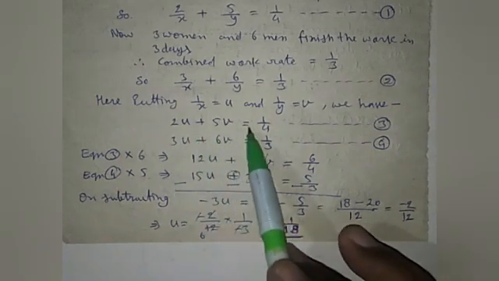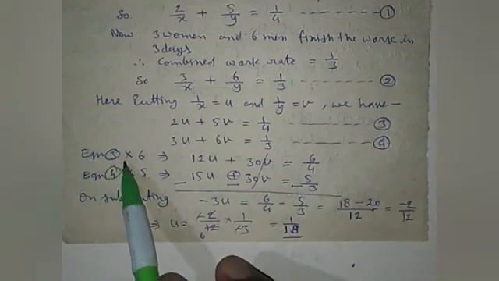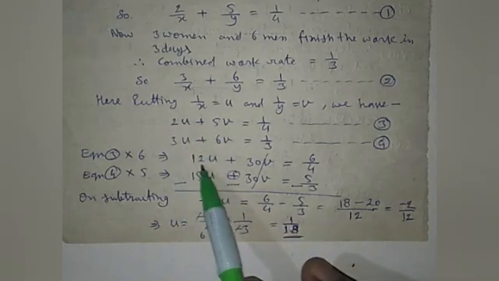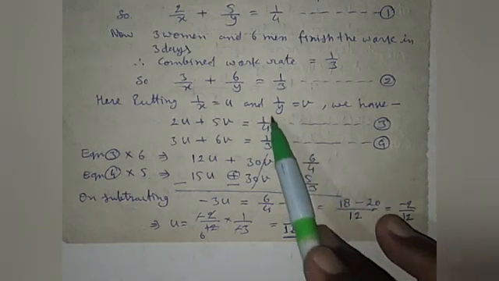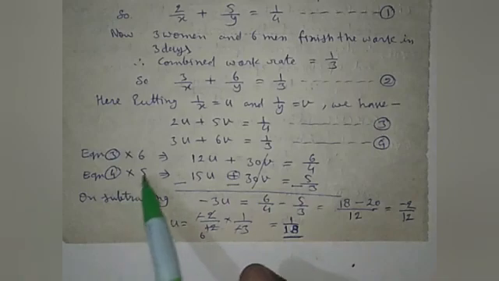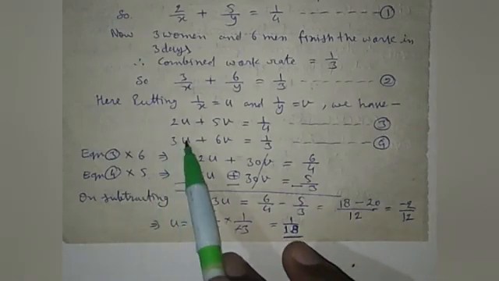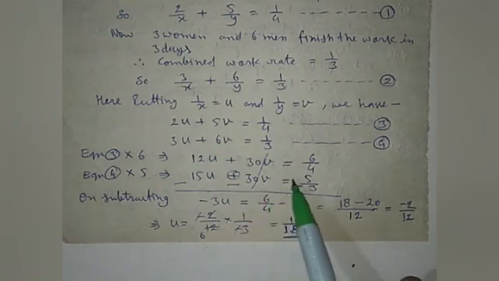2u plus 5v equals 1 upon 4. Let it be equation number 3. And 3u plus 6v equals 1 upon 3. Let it be equation number 4. Now equation number 3 multiplied by 6 will give here 6 twos are 12u plus 6 fives are 30v, that is equal to 6 upon 4. Similarly, equation 4 multiplied by 5 gives here 5 threes are 15u plus 5 sixes are 30v equal to 5 by 3.